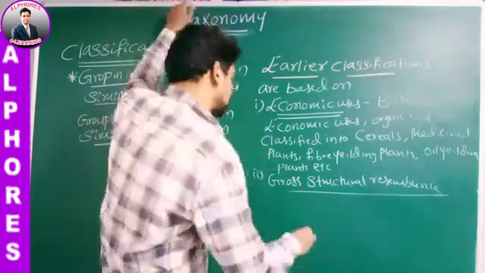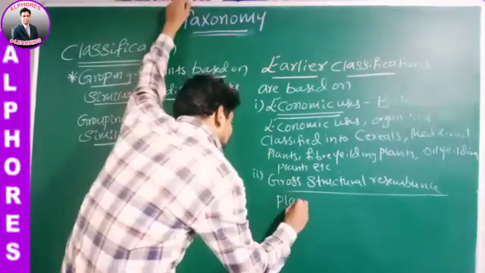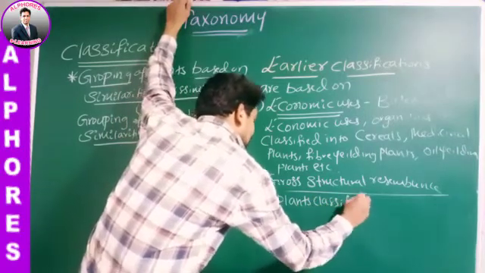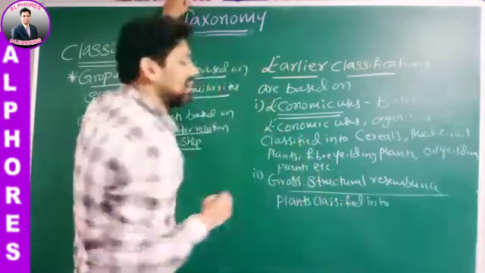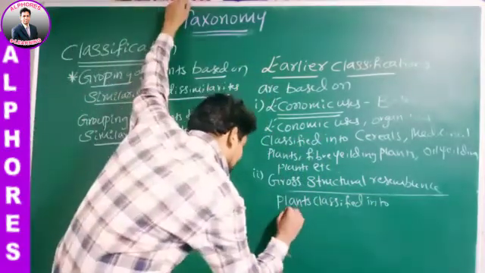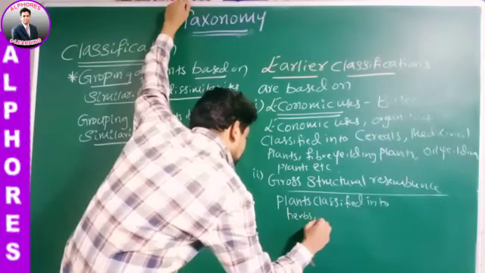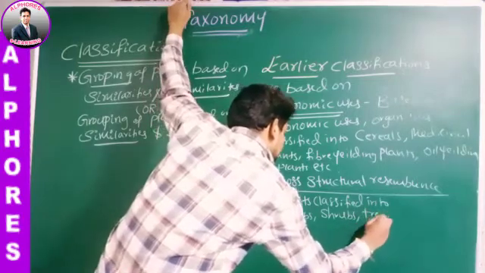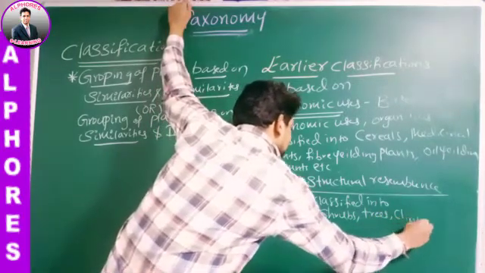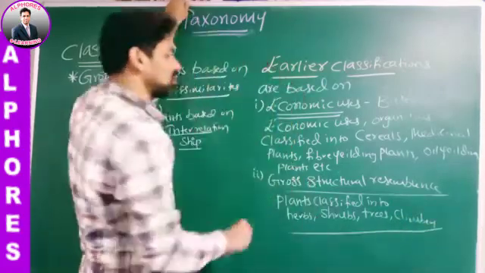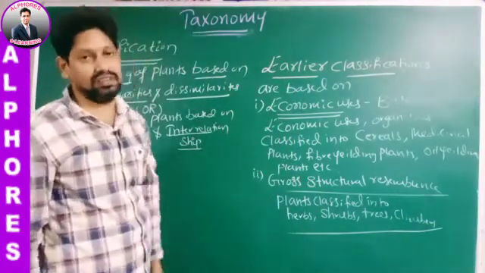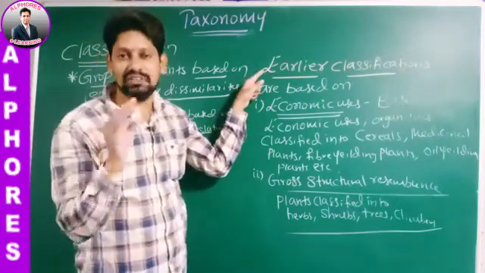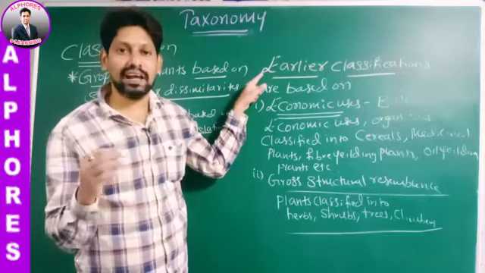Plants are classified into what, sir? Herbs, shrubs, trees, climbers. This classification is based on what? Gross structural resemblance. These earlier classifications are artificial, incomplete, fragmentary.